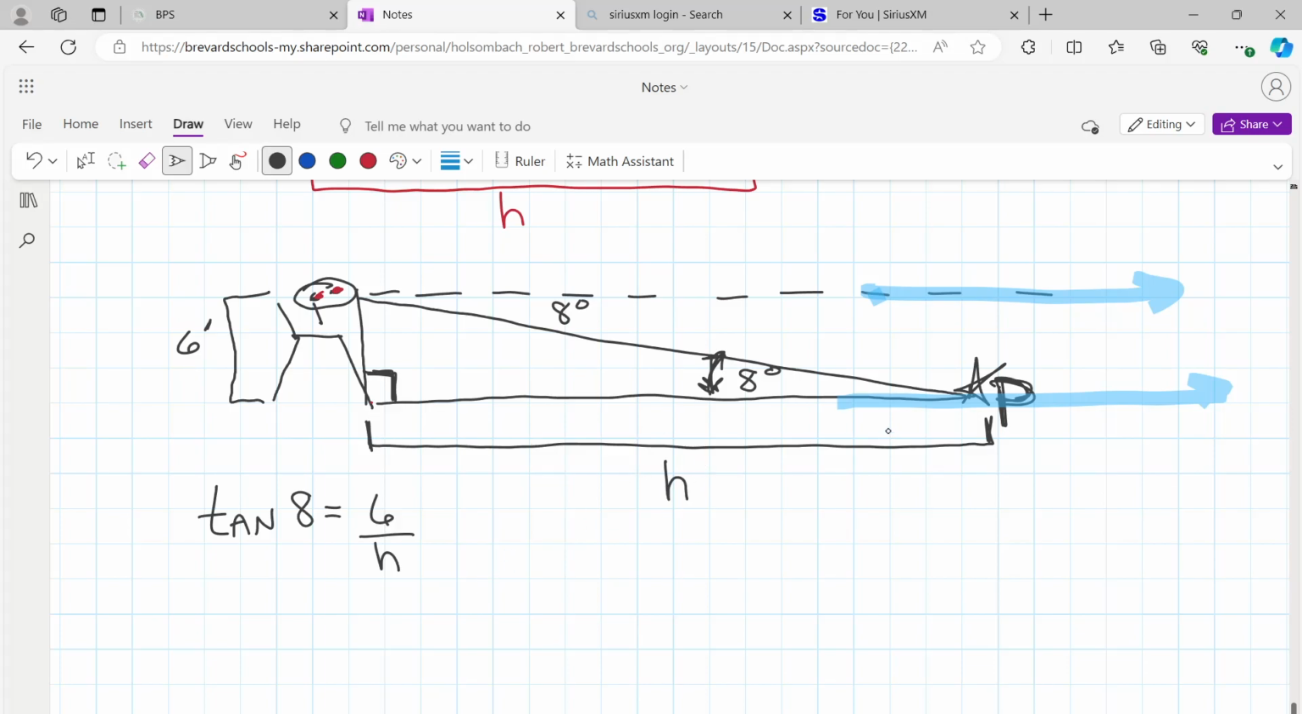All right, so in this case, to find this horizontal distance, we're going to multiply by h. The h on the right will cancel. We can then divide both sides by tan 8. The tan 8s will cancel. And our horizontal distance is equal to 6 divided by tan 8. And we get 42.7. And our dimensions were in feet.